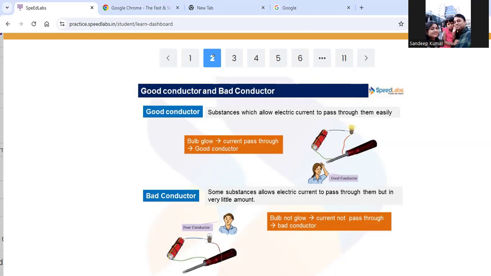Bad conductors are substances that allow electric current to pass through them, but in very little amount. In this case, if you wrap this wire through this, and the bulb and cell are connected, the bulb does not glow because this part is made up of plastics, a kind of polymer only. So it is not conducting, the bulb does not glow, and current does not pass through. That's because this outer covering part of the tester is generally made up of a kind of PVC, so that is an insulator.